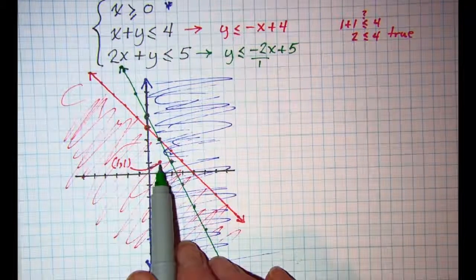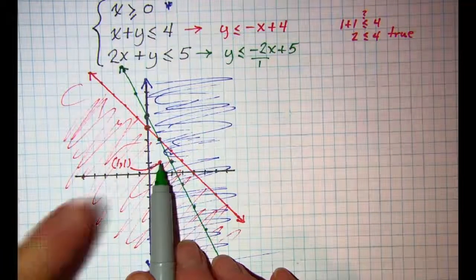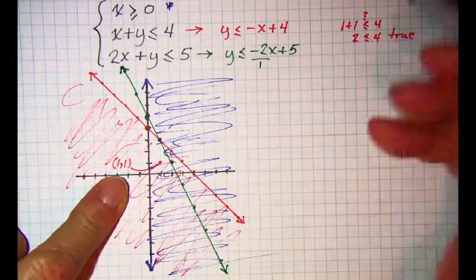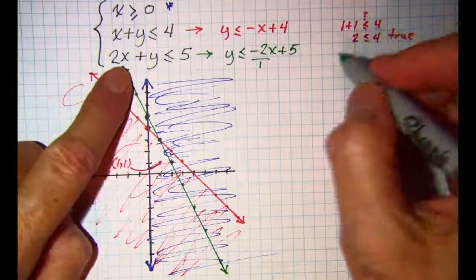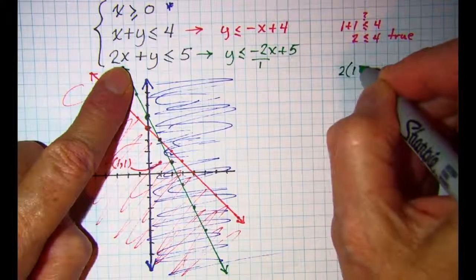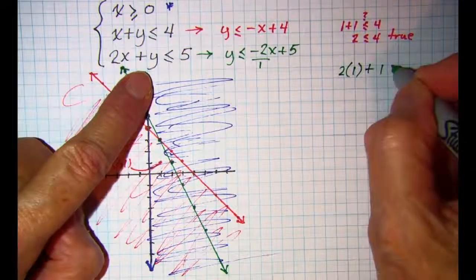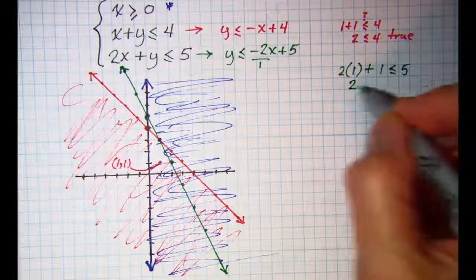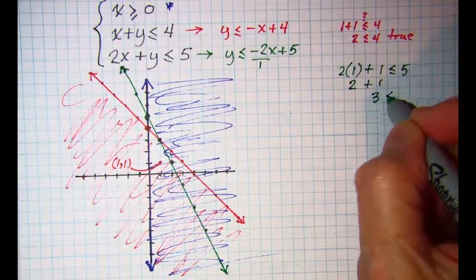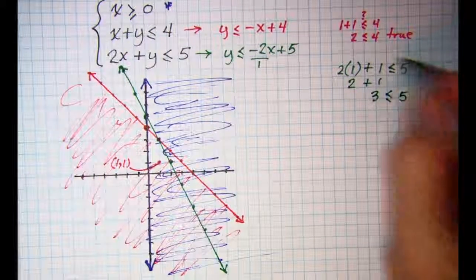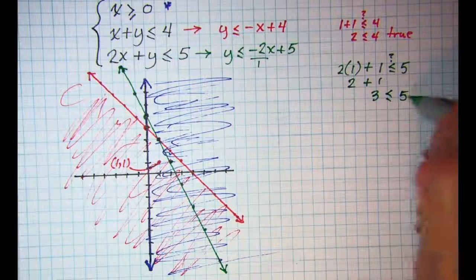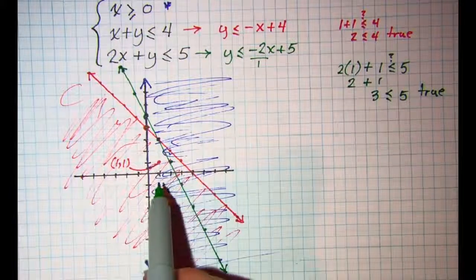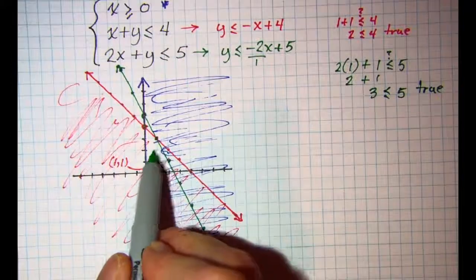Now my point 1, 1 is not on the line, so I can use that point to test which side to shade. If I put in 1 for x and 1 for y and test to see if that's a true statement, 2 plus 1, so 3 is less than or equal to 5. We didn't know if this was true, but this is a true statement. So I'm going to shade on the side of the point that I chose.